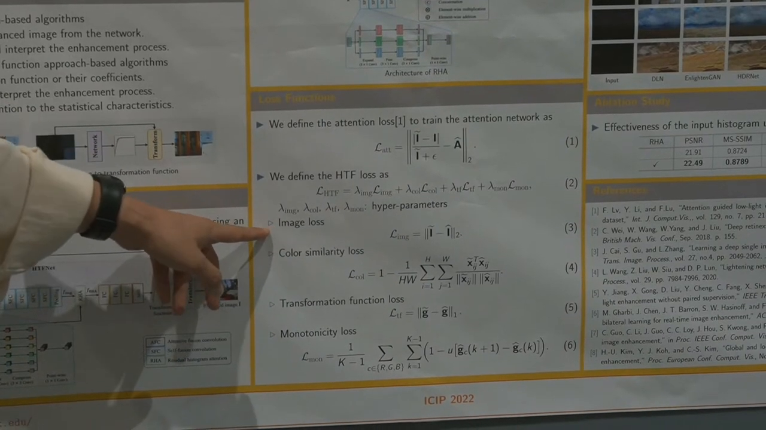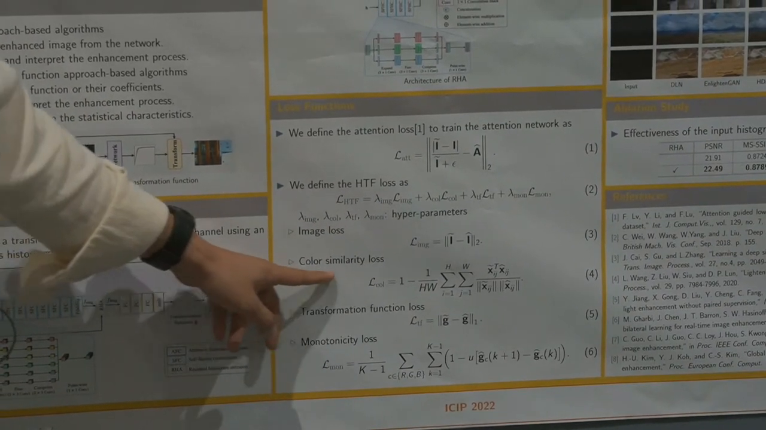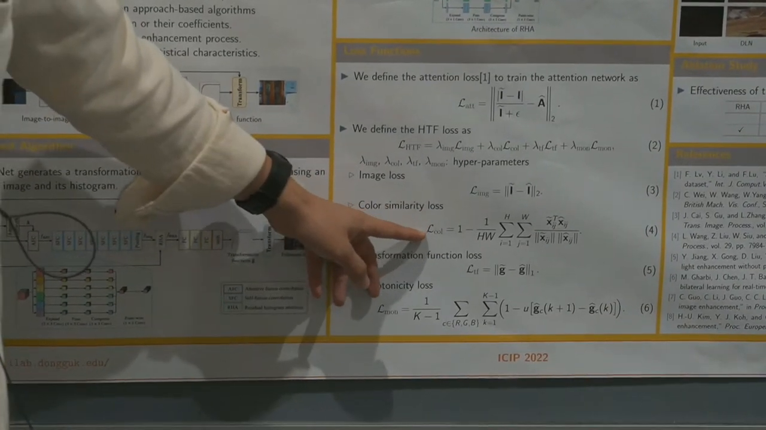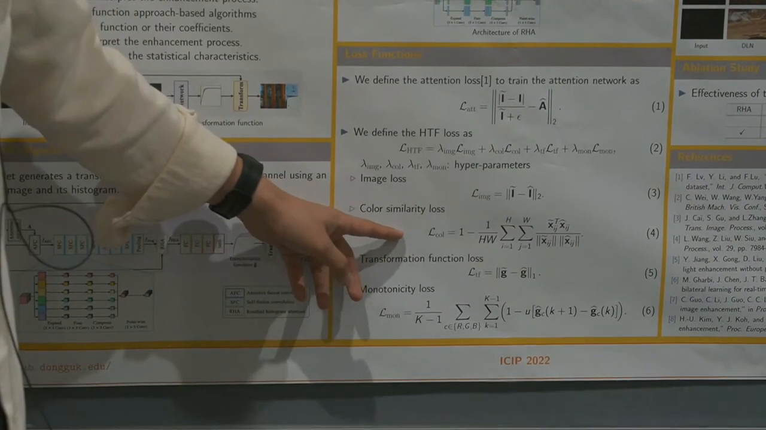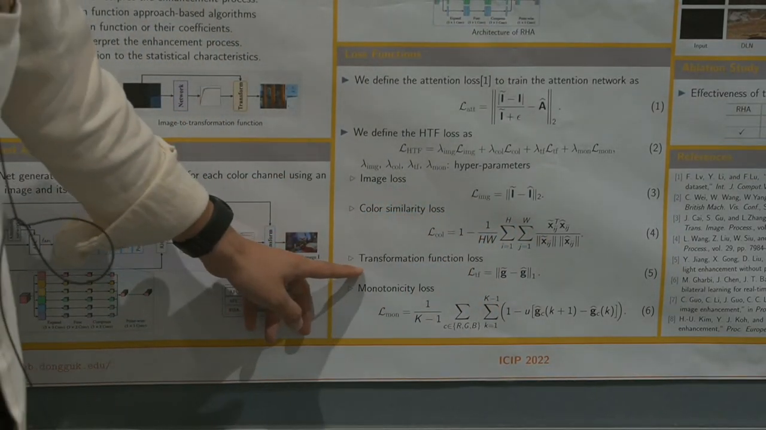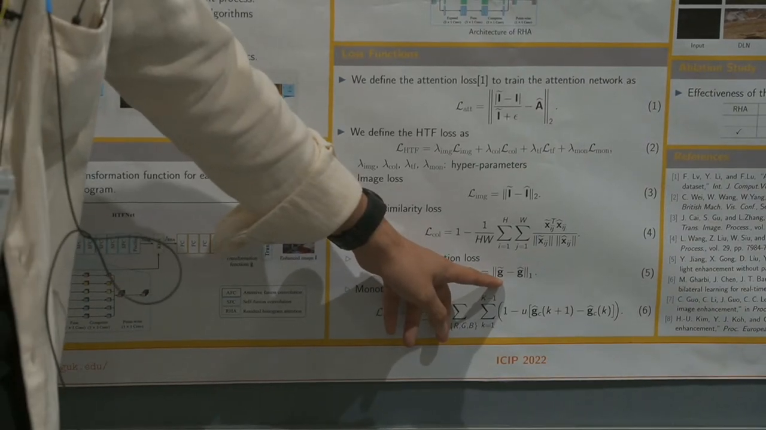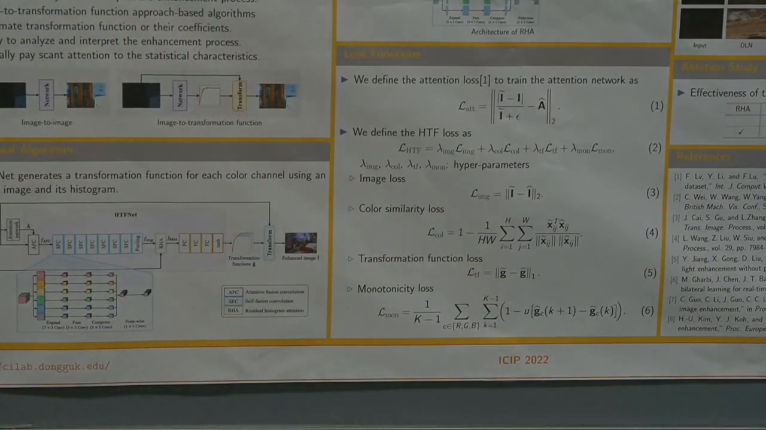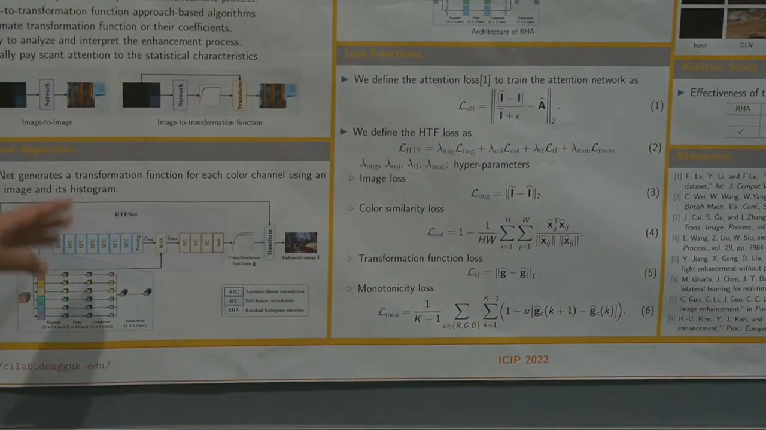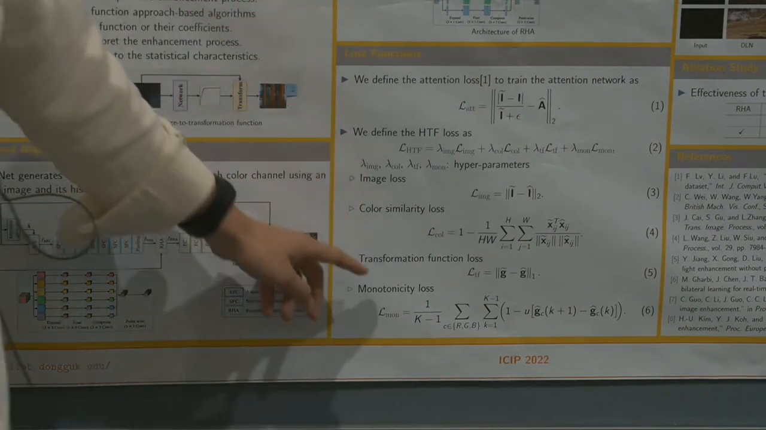First is the image loss, to compute the MSE loss, and color similarity loss preserves the color similarity. I mean, it is based on the cosine similarity, and transformation function loss just computes the L1 norm between the ground truth transformation function and the estimated transformation function. And monotonicity loss makes the transformation function monotonically increasing.